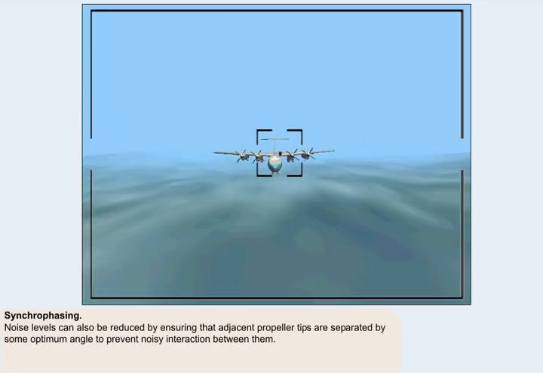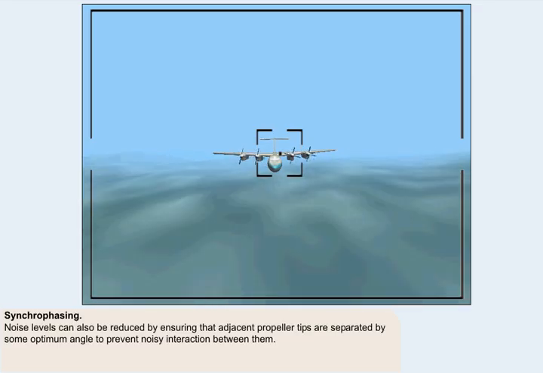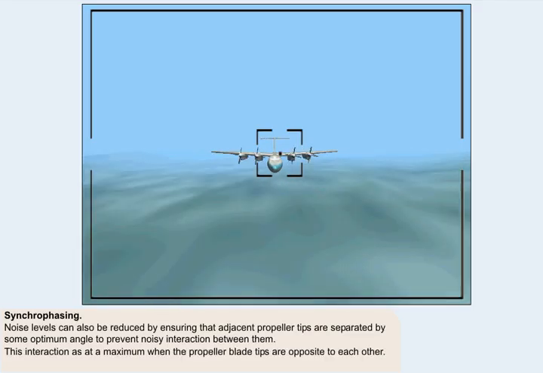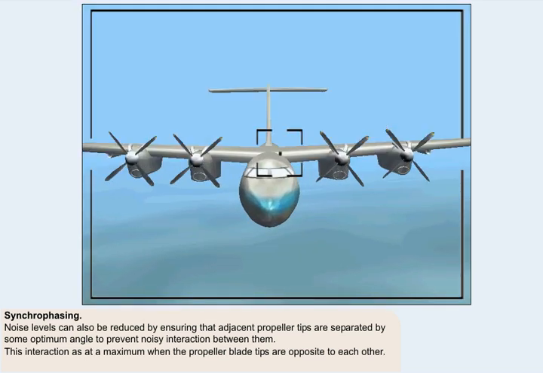A more significant improvement in noise levels can be obtained by ensuring that adjacent propeller tips are separated by some optimum angle to prevent noisy interaction between them. This interaction is at a maximum when the propeller blade tips are opposite to each other, as is shown here.